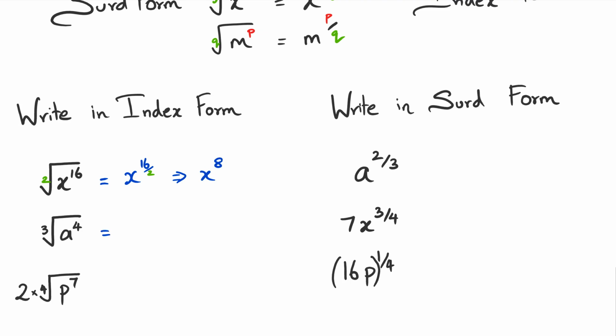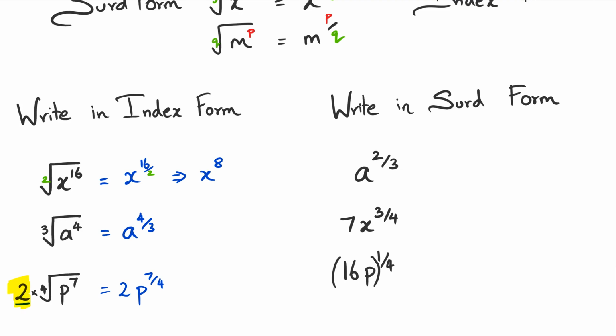Second example, we've got a to the power of 4, and then because it's the cube root, we're going to put that as over 3. And as for the next example, notice how the 2 is actually outside the square root symbol, so we're going to write this as 2 multiplied by p to the power of 7 over 4. Okay, so nothing really happens. Don't actually do 2 times 4 is 8. It doesn't work like that. That 2 is completely separate from the square root symbol.